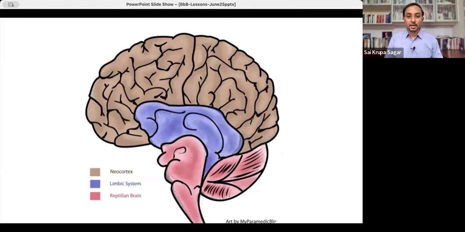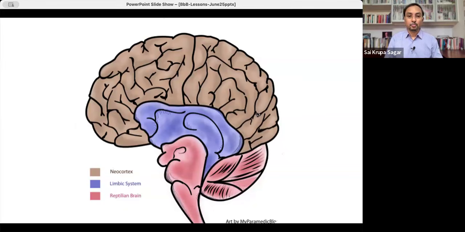right? So there are three major parts of our brain. The bottom part, the reptilian part, is responsible for all our autonomous functions like breathing, heart beating, your blood circulating. You don't even worry about it. They're all happening normally, right? So this is the red part of it.